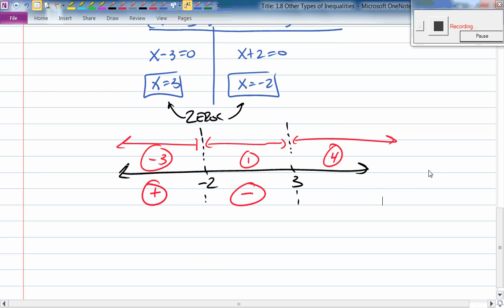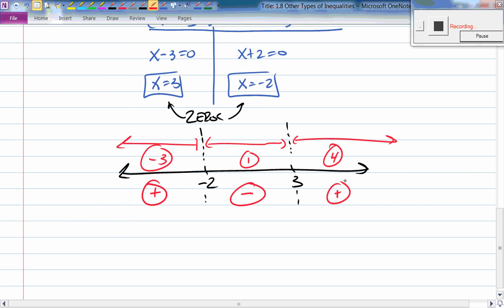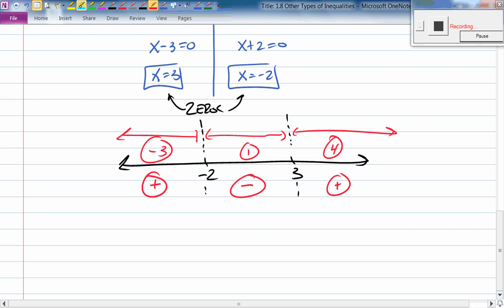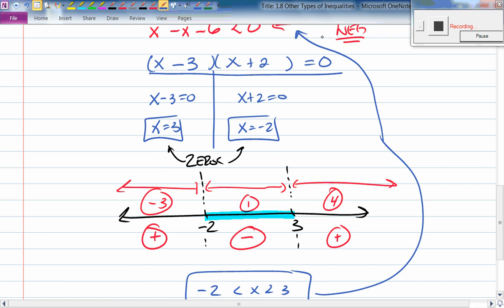And then finally, if we check the answer of 4, the output is a positive 6. So therefore, these are going to be positive numbers. And what's the interval that I'm looking for? The negative ones, right? So that means that these values of x will produce a negative polynomial. So my answer is going to look like this: -2 < x < 3 is the interval that will produce negative values.